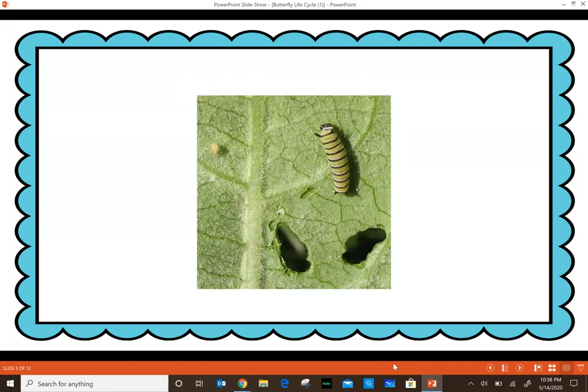Now here's an example of what this would look like in real life. Here's a real caterpillar and it's eating away at the leaves. You can see the little holes that it's making in the leaf.